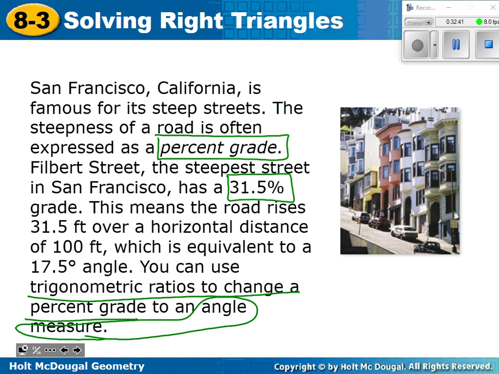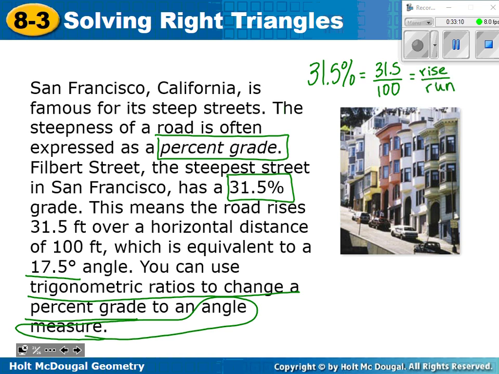They tell you it's a 17.5 degree angle, but you can calculate and come up with that. Because remember that percent means something out of 100. So when they say 31.5%, they mean 31.5 out of 100. And if the percent grade means steepness, which means slope, then what they're giving you is the rise over the run.